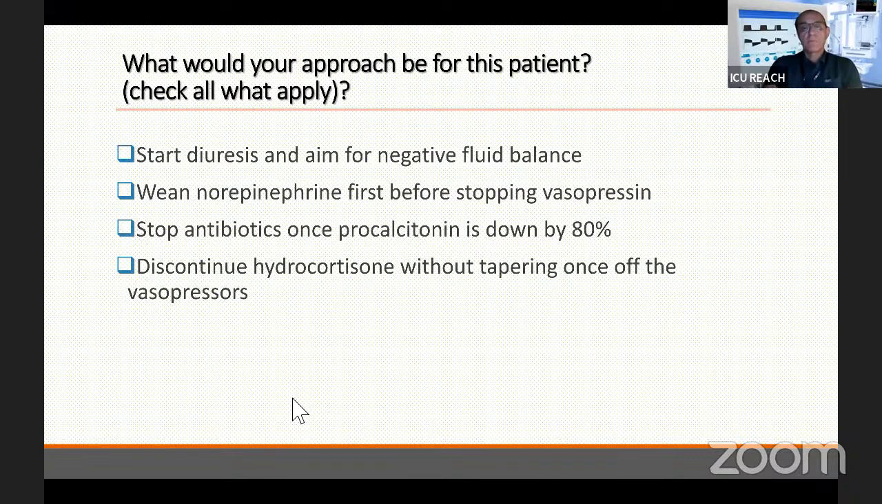Okay, let's end the poll and present the results. So you can see that we have different answers actually. Only 37% of you felt that diuresis should be given to the patient. 50% would wean norepinephrine first before stopping vasopressin. 26% would stop antibiotics based on the procalcitonin level that is down by 80%, and only 21% would discontinue the hydrocortisone without tapering.